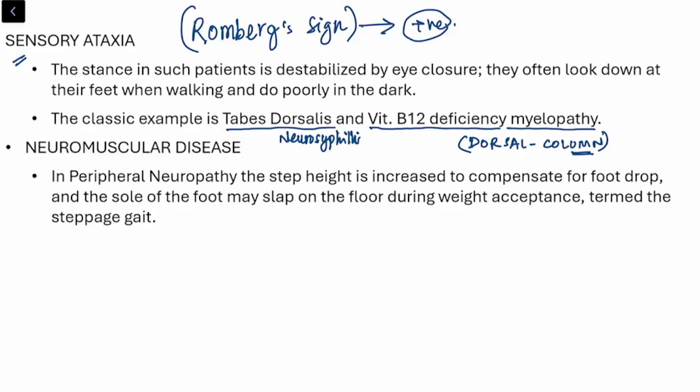Now, neuromuscular disease. In peripheral neuropathy, step height is increased to compensate for foot drop, yes, and the sole of the foot may slap on the floor during weight acceptance, termed the steppage gait. Steppage gait, also known as stomping gait. This is seen in peripheral neuropathy.